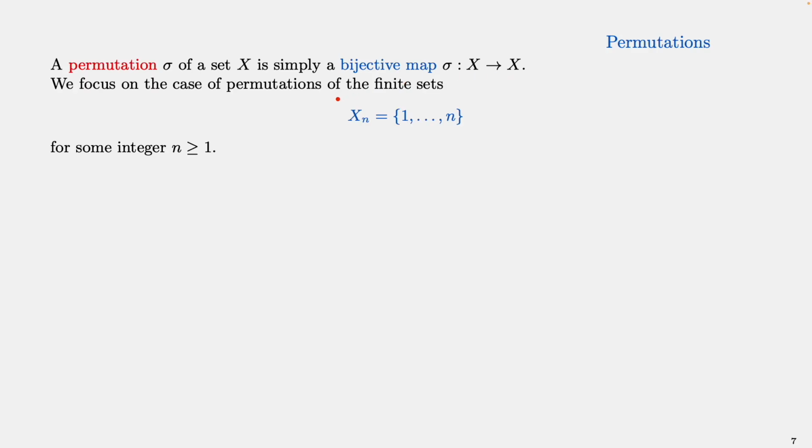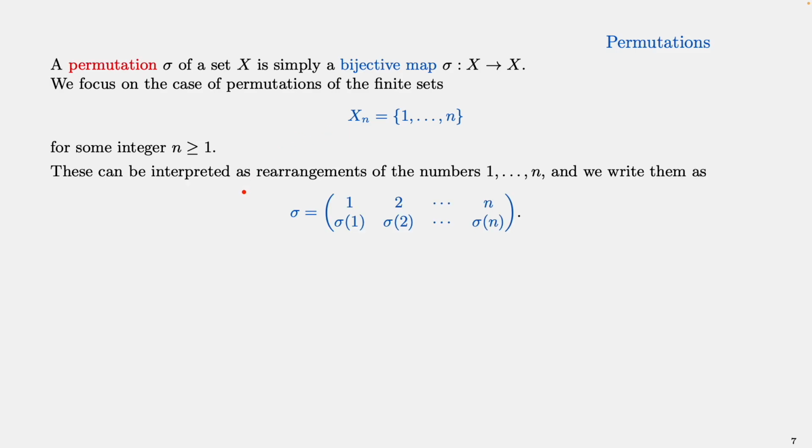And we focus here on finite sets, and because in finite sets we can just enumerate all the elements, we just stick for simplicity with the sets that have the elements numbered 1 to n. So I denote this set by X_n. This is the set of the numbers from 1 to n for some integer greater or equal to 1. And for these sets we can interpret the permutations as rearrangements of the numbers 1 to n. And we use the following notation for them.